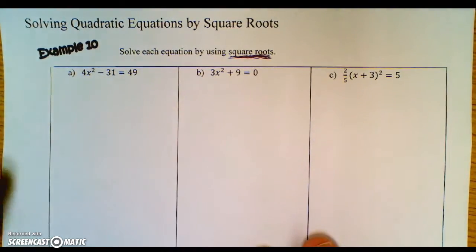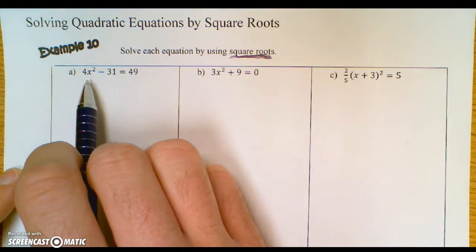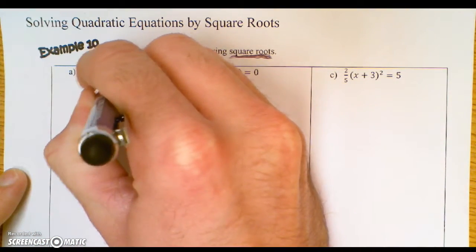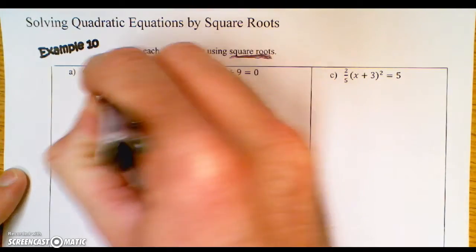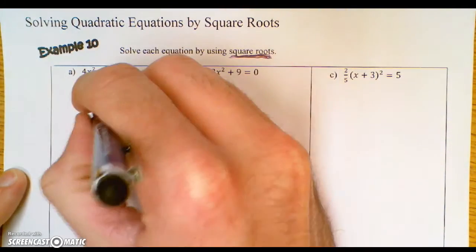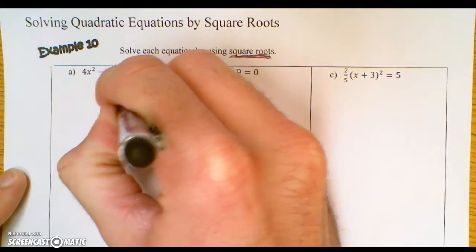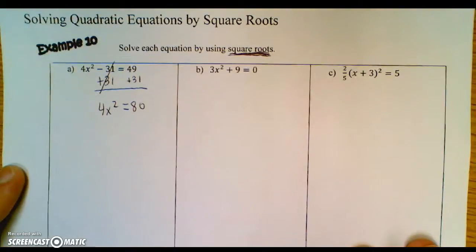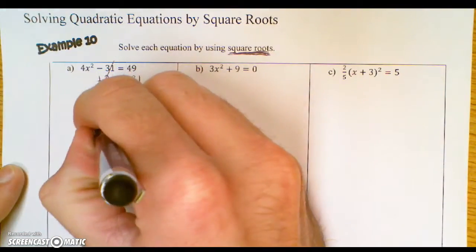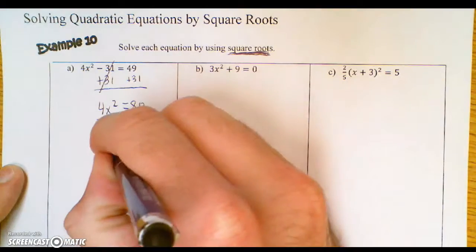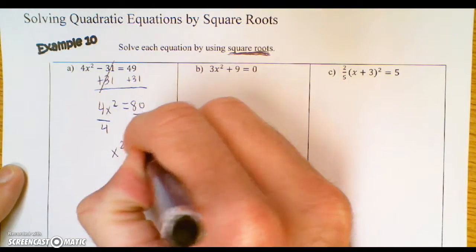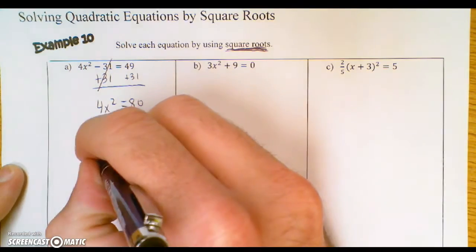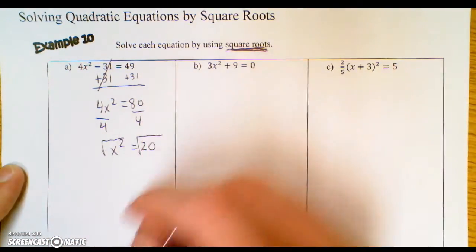So if I look at this equation, I want to isolate the x squared just like I'm isolating a variable when I'm solving. So I'm going to add 31 to both sides. I have 4x squared remaining on this side, and on this side I'm going to get 80. Divide by 4, I get x squared equals 20. And then take the square root on both sides.